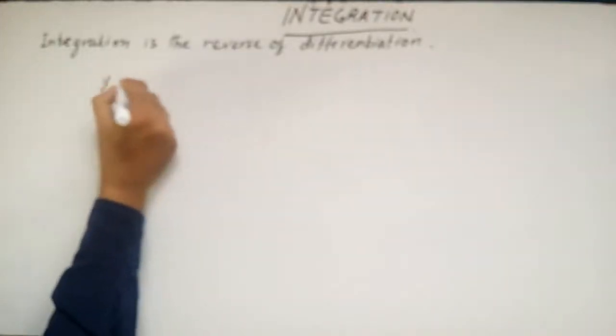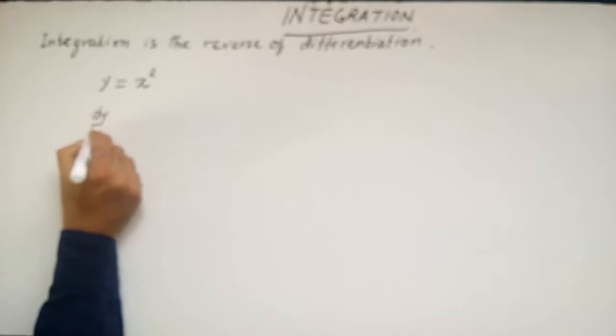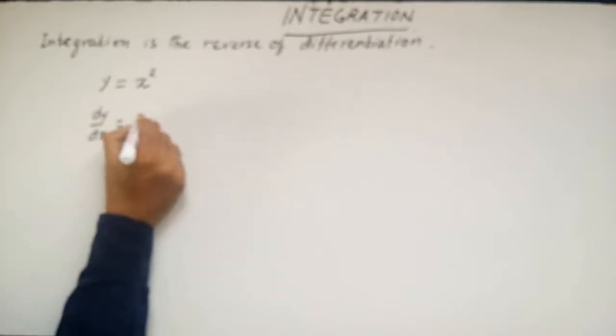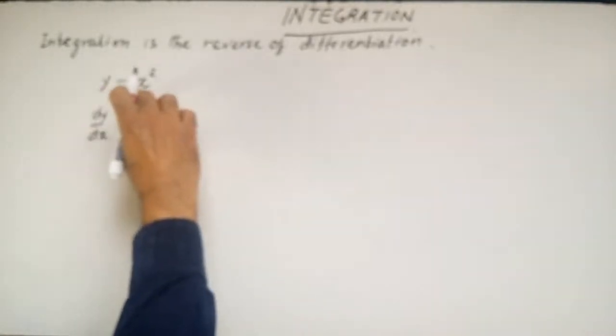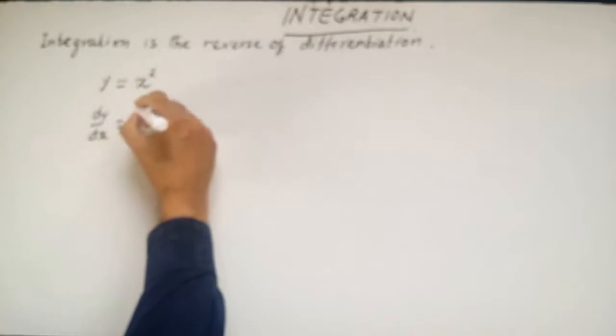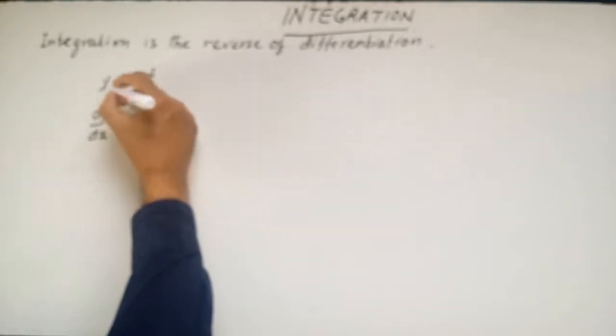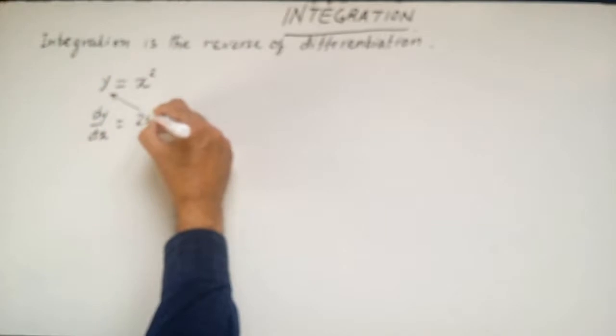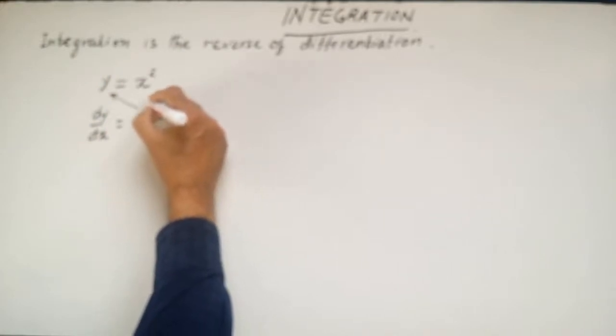Now, integration is the reverse of differentiation. If we take this into account, let's see how it is. Let's take y equal to x squared. From differentiation, we know that dy by dx is equal to 2x. So if we integrate 2x, we should get back y, that is, x squared.